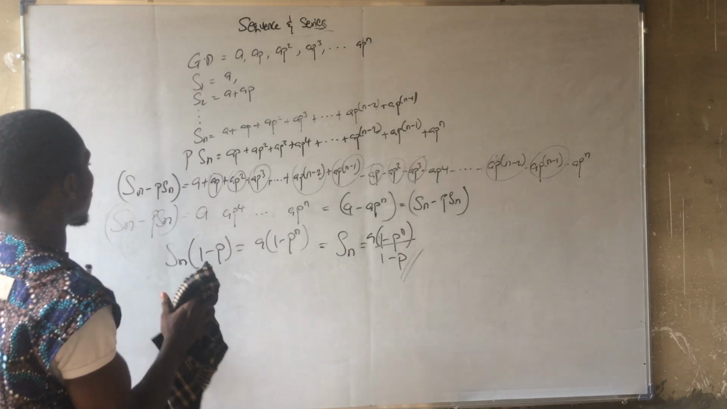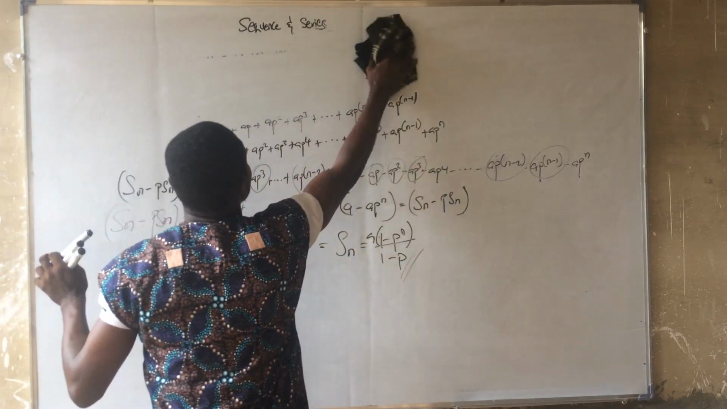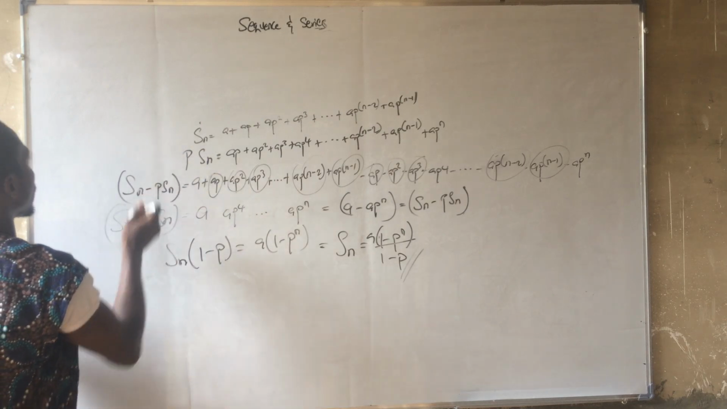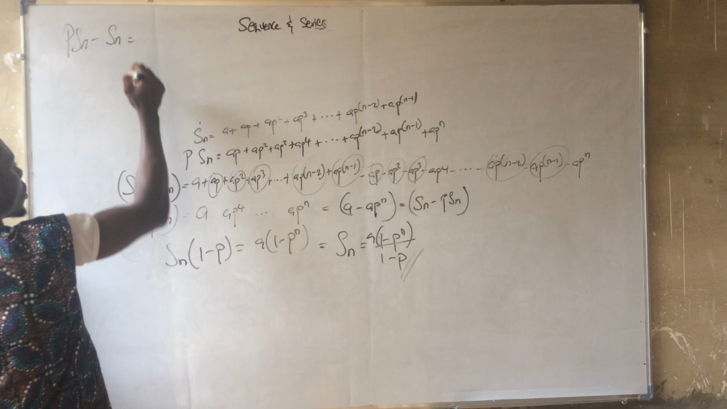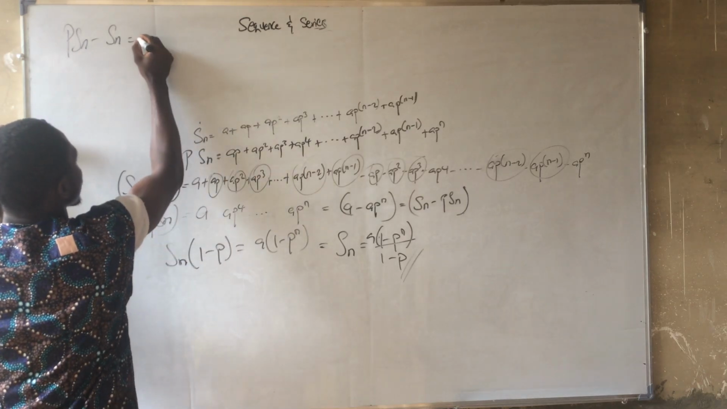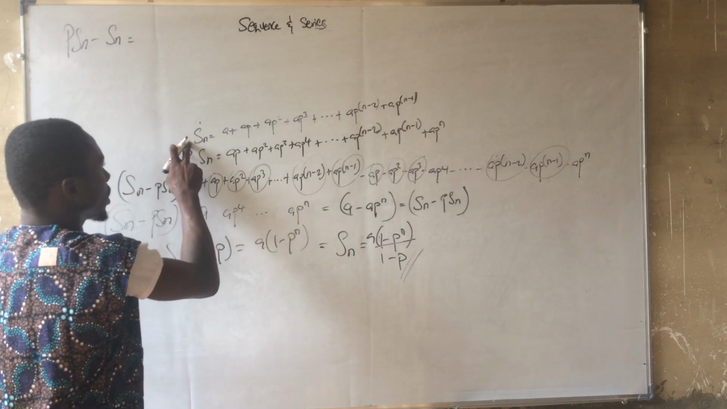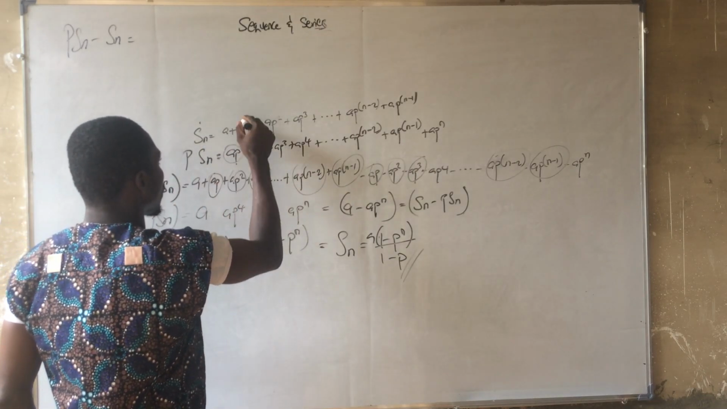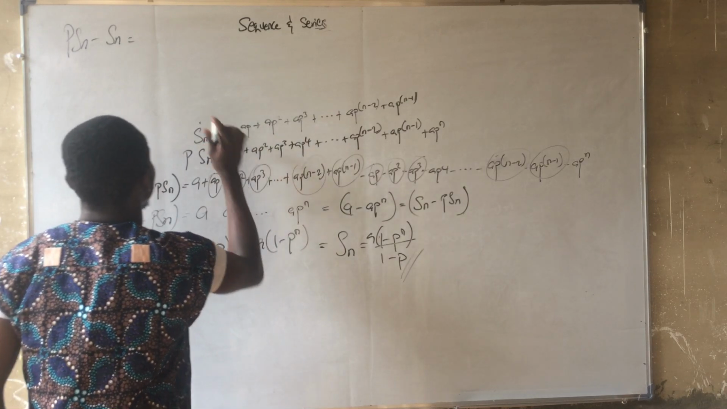But there's another thing I want us to do. Let me clean this place. What if we subtract this from this? We say p Sn minus Sn. Let me do it here. Subtracting this, this one will take care of this. Don't worry, let me write it out.